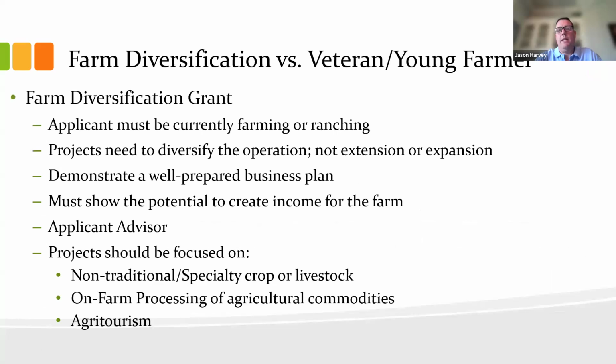Kind of move into probably our 2 most popular ones that are more in line with producers. Probably what we're here talking with today is our farm diversification grant and our veteran/young farmer grant. The farm diversification grant has been in existence since the program was created in '99. The veteran young farmer one was created, I think, at the end of '21, beginning of '22, is when we first rolled it out.